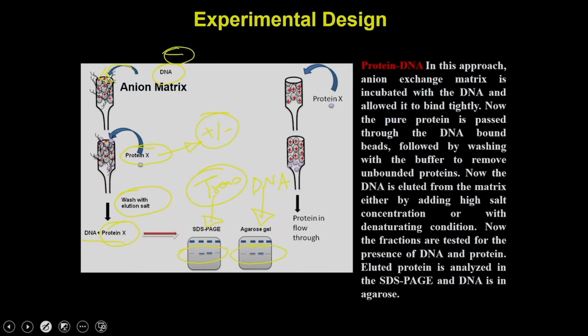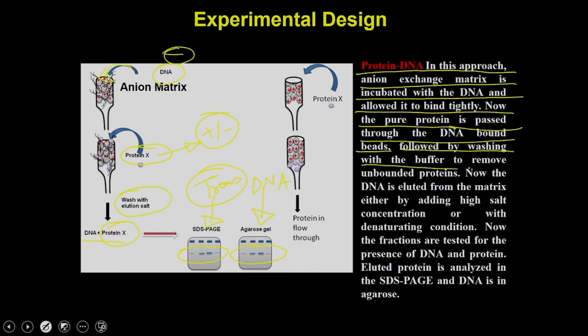So, in this approach, the anion exchange column is incubated with the DNA and allowed to bind tightly. Now, the transcription factor is passed through to the DNA bound to the beads, followed by washing with the buffer to remove the unbound transcription factors. Now, the DNA is eluted from the matrix either by adding high salt or with denaturing conditions. Either of these conditions. Now, what are you going to get?